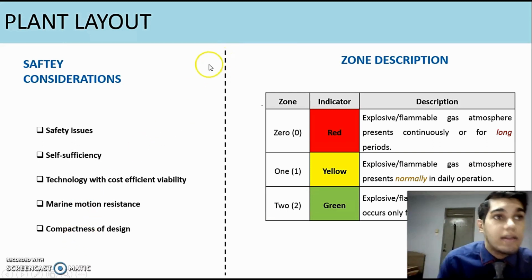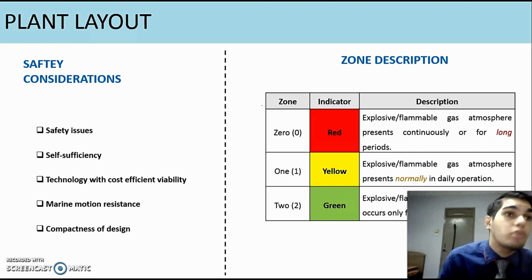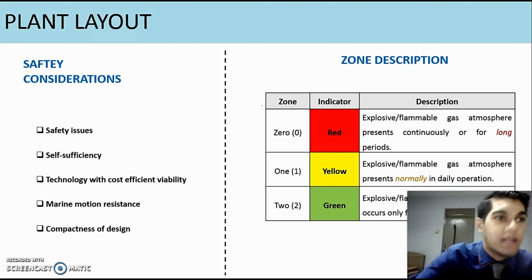Other than that, the FLNG has to be designed in a way that it divides into two areas. And those two areas are the process areas and non-process areas. These areas will be shown later based on the layout. Firstly, the zone areas in a FLNG will be explained. The FLNG plant consists of processes involving flammable hydrocarbons. Therefore, the FLNG has to be categorized into three zones.